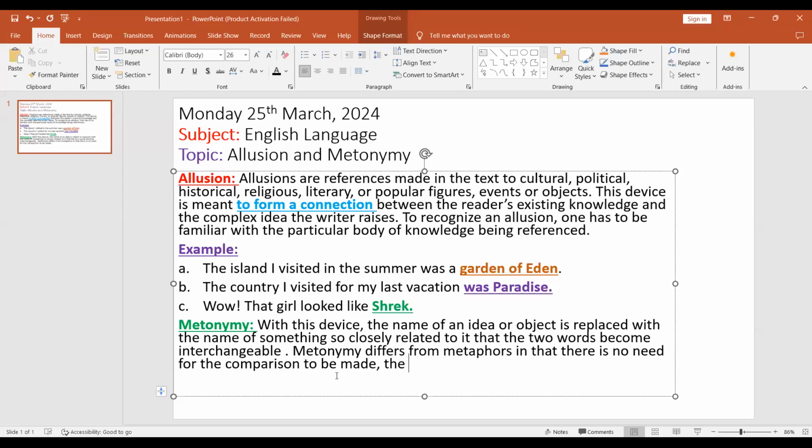The metonymy simply reinforces an already established association.